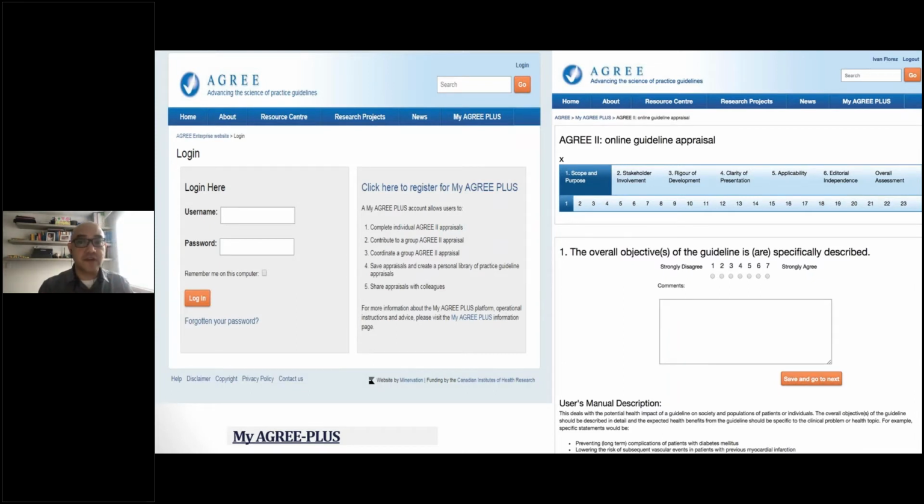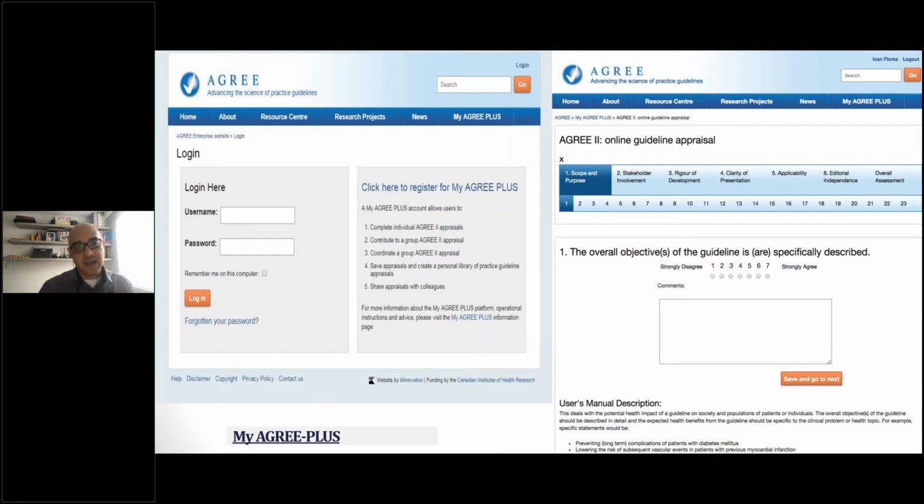You create your account, and in your account you can do an AGREE assessment online, as you can see on the right of your screen. That's how you can see all the domains and all the items, and it provides an easy way to do an assessment. You don't have to use a PDF or print the paper, and it will give you the final scores at the end. It has all the manual description information there on the website, so you don't need to do it in a PDF or in a printed way.